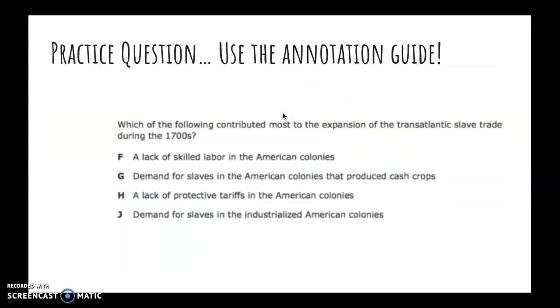Practice question. Go grab the annotation guide. Which of the following contributed most to the expansion of the transatlantic slave trade during the 1700s? Okay, transatlantic slave trade was part of the slave trade in the South. All right, let's keep rolling.